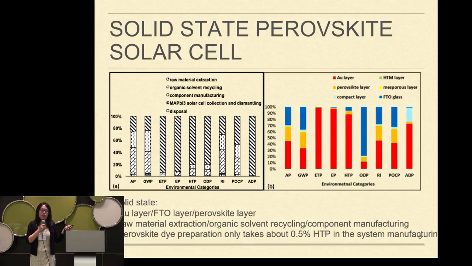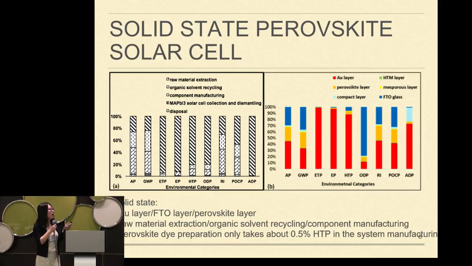When there is precipitation, the mercury will find its way into the water body. So if it's taken in by the fish and then ingested by the human body, the mercury will attack the human organs and also the central nervous system. That's the reason why raw material extraction has a large contribution to these four categories.